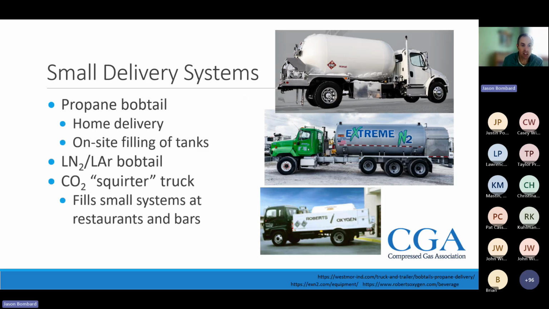Then you've got your small delivery systems. I'm sure we've all seen propane bobtails making deliveries at ours or our neighbors' houses. They're for filling tanks on site that aren't transported back to the vendor for fill. There's also bobtails that will fill liquid nitrogen, liquid argon tanks, and then Christina's going to like the CO2 squirter truck for filling small CO2 systems in places like bars and restaurants.